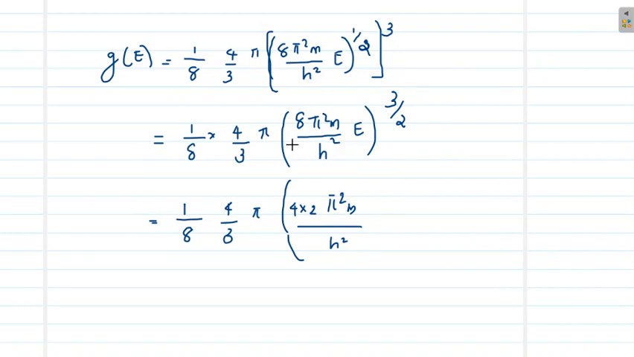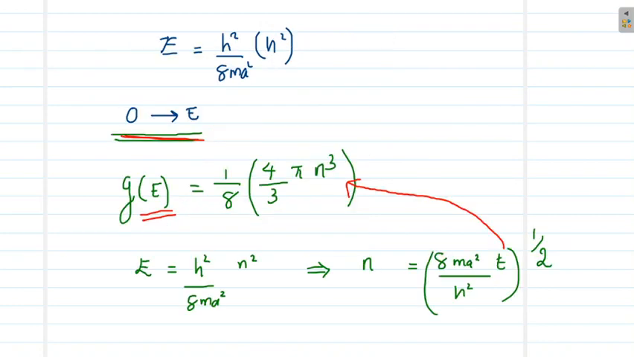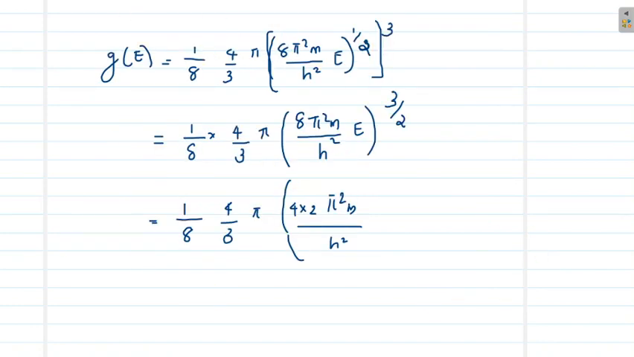Sorry, this equation is actually 8ma square, right? Here I made a mistake. This is actually 8ma square. So please change that. It is not 8 pi square m. It is 8ma square. Here also 8ma square. And again 8ma square into E all raised to 3 by 2.